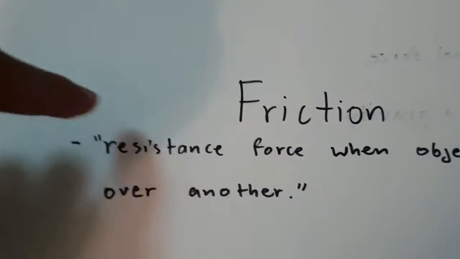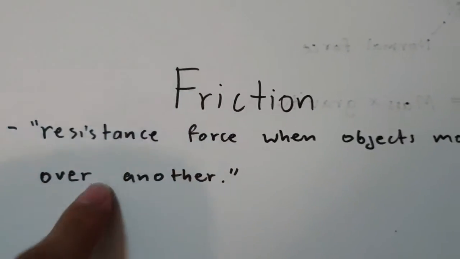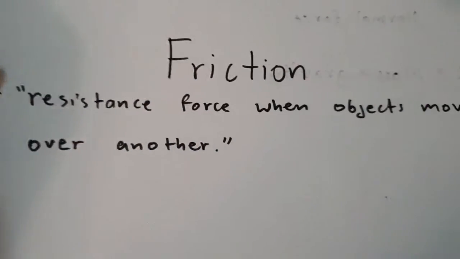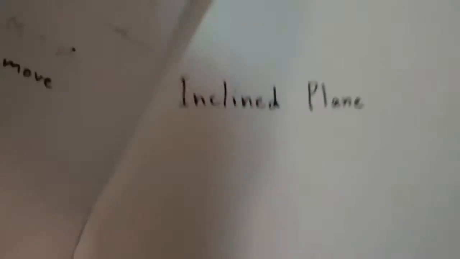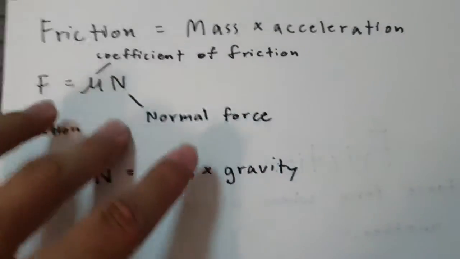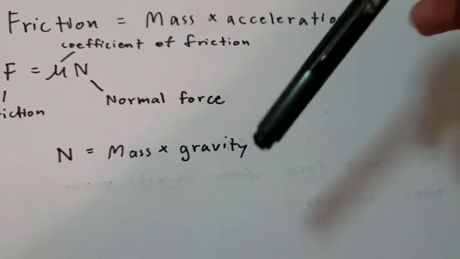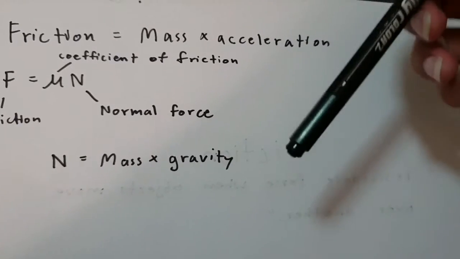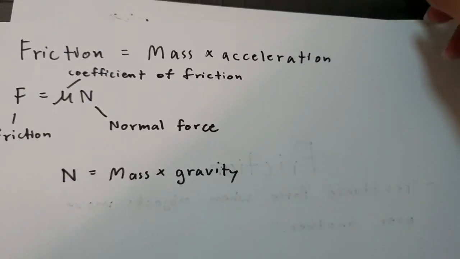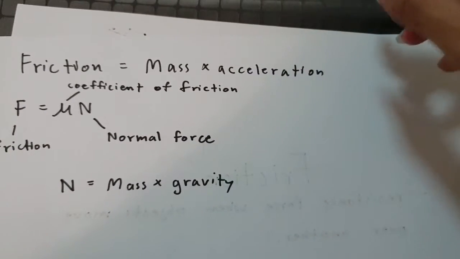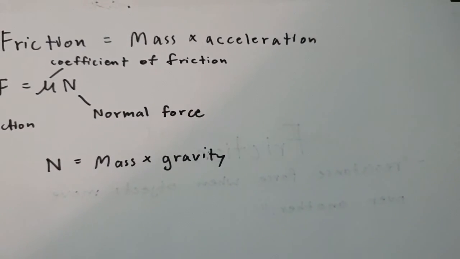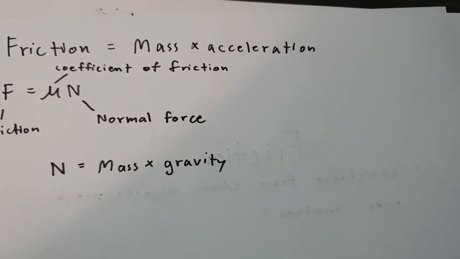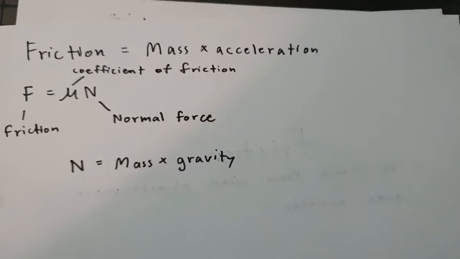And the next topic would be friction. Friction means a resistance force when objects move over one another. An example for that would be a pen. We use a pen to write, and the reason why it works is because of friction. If you didn't have friction, you couldn't even drive, because when you drive, the tires of your car need friction from the road so it can move.